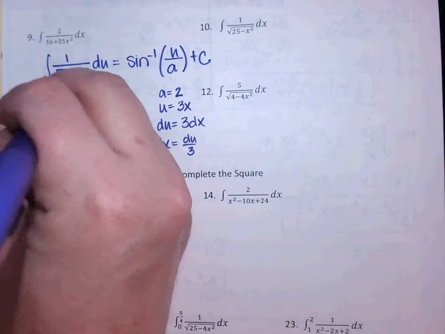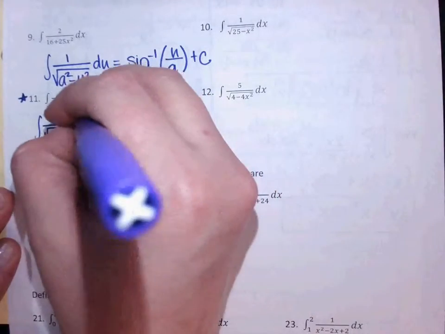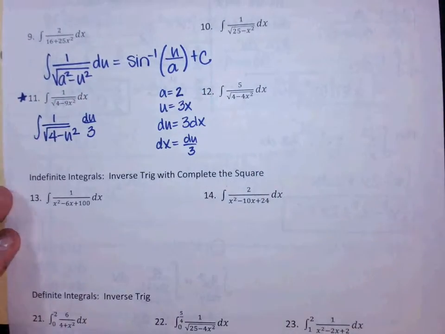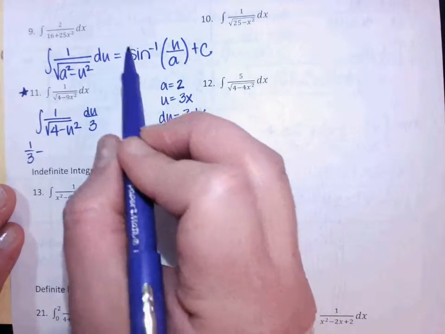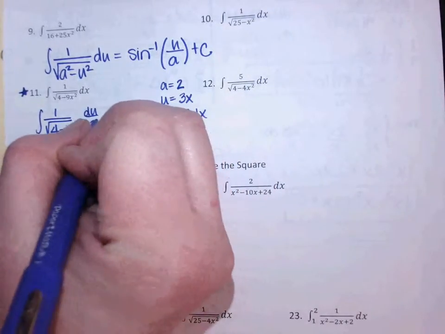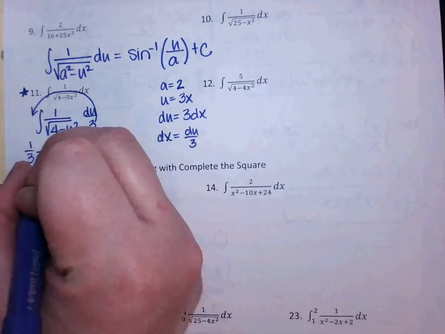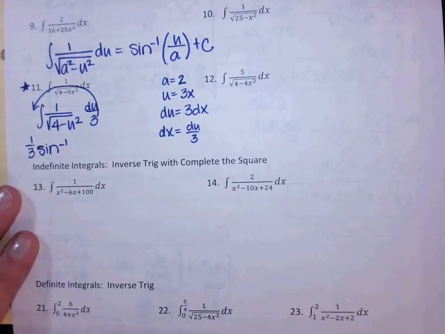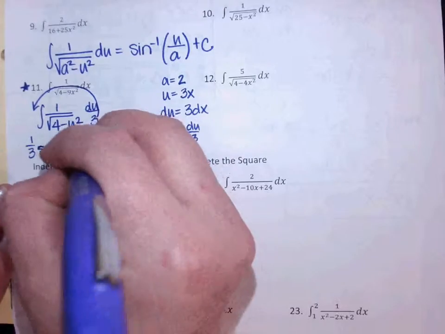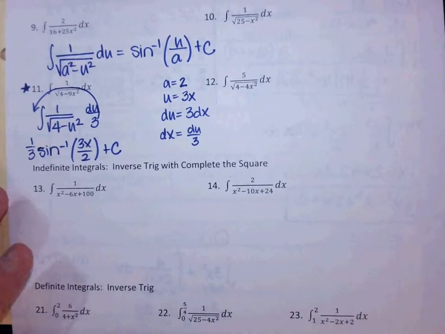Okay, here goes our rewrite. So we're going to have the integral of 1 over square root 4 minus u squared, and then du over 3. What are we pulling out to the front? 1/3. I am not going to rewrite my formula. I'm just going to go straight to this part right here. Okay, so my 1/3 is coming out to the front. What is left of this is my exact formula. So it's going to be inverse sine. And then my u over a would be what? 3x over 2 plus c. Good? You want to do one more, or you feel fine? Well, okay, y'all do number 12.